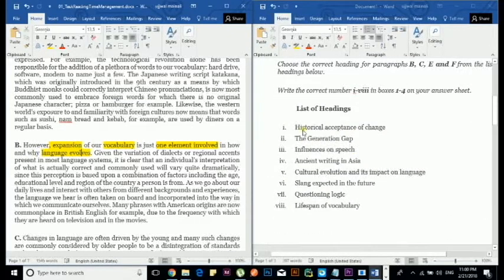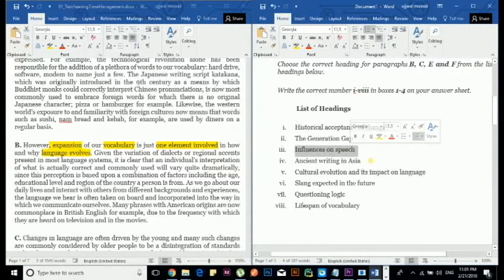So let's find a suitable heading for that. Historical acceptance of change. It's not talking about the acceptance of change. Generation gap, it's not talking about the generation gap. Influence on speech. Okay, it might be a possible option because influence on speech might be one of the factors involved in language evolution. I may not be correct, but let's go through the other options and find out whether this option is suitable or not.